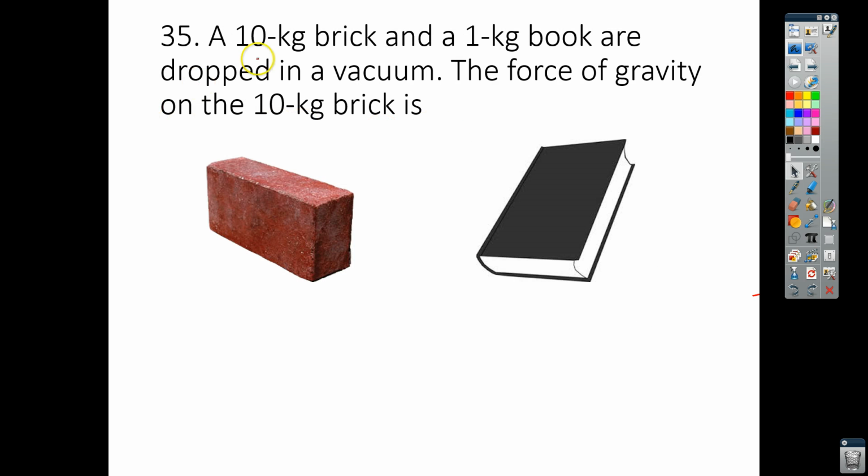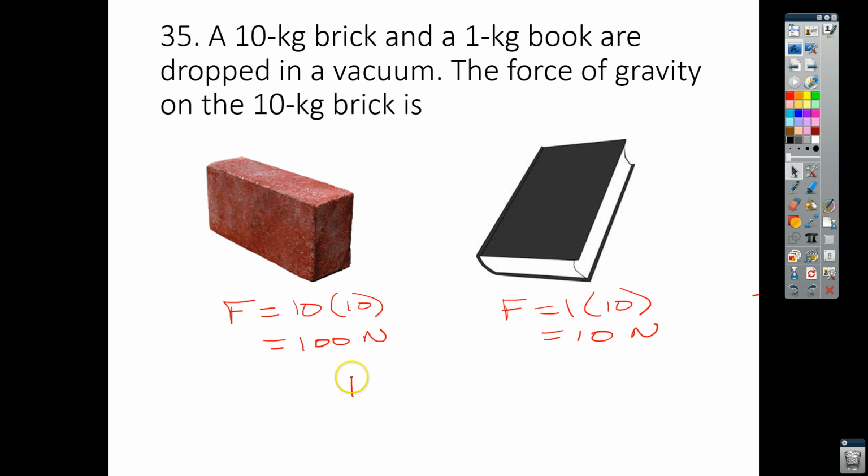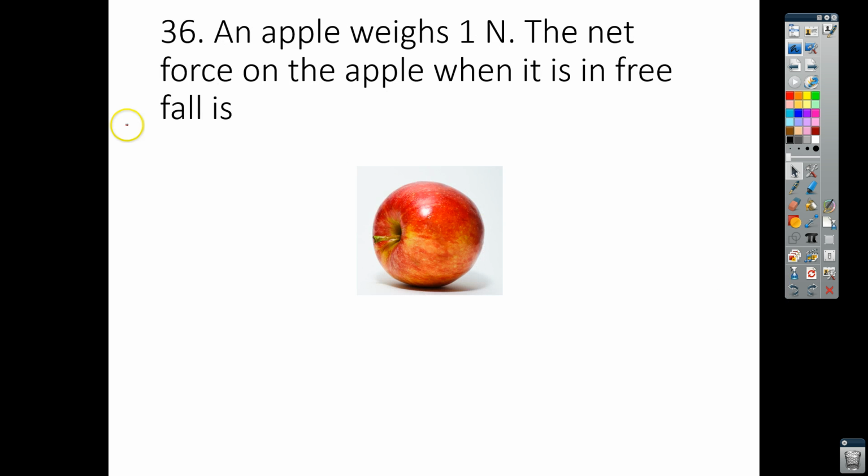Number 35, it says a 10 kilogram brick and a 1 kilogram book are dropped in a vacuum. The force of gravity on the 10 kilogram brick is, so here we know that this is the mass of the brick times gravity, and it will be 100 newtons. Then the book, we have a force equal to 1 times 10, and that will be 10 newtons. So the force of gravity on the brick is 10 times the force of gravity on the book itself.